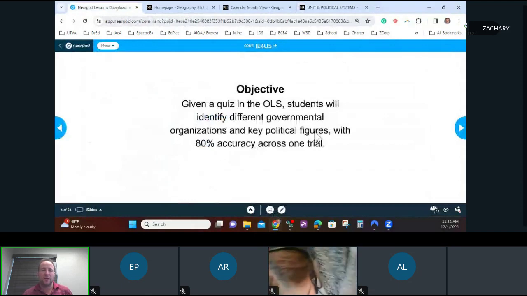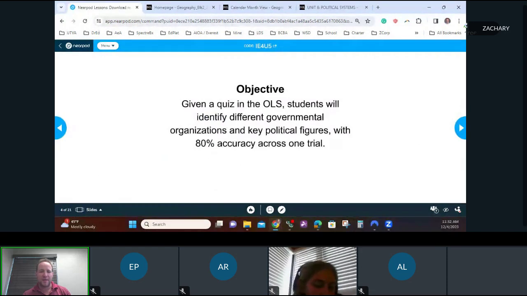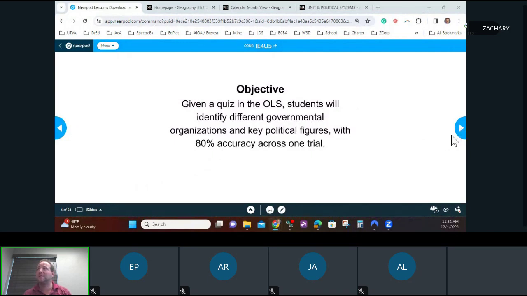A little bit of a caveat for this lesson. We're not going to be going into political policy or anything like that. I know everybody has their own political views. That's great. I just want to try to be as neutral as possible and roll through this. In the OLS, you're going to take a little quiz that goes over key political figures in the United States, the different political parties, those kinds of things.